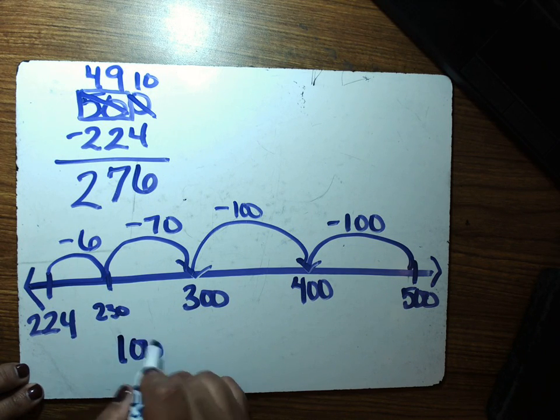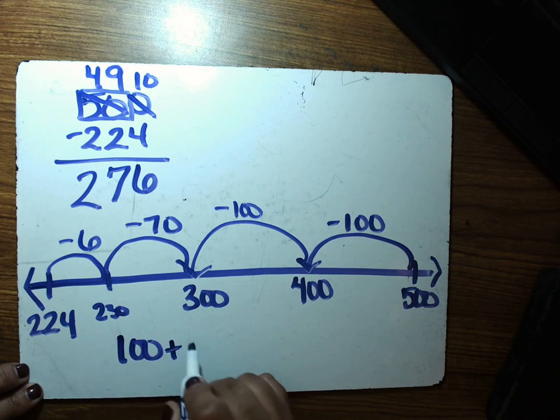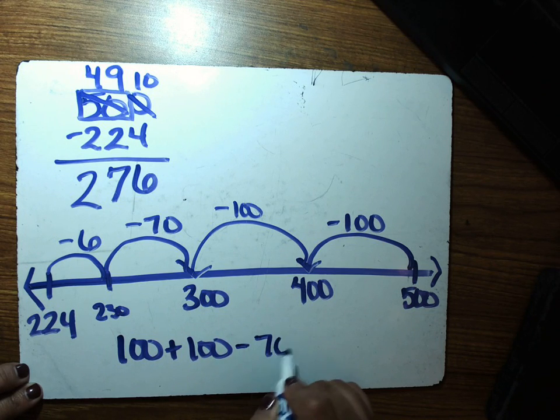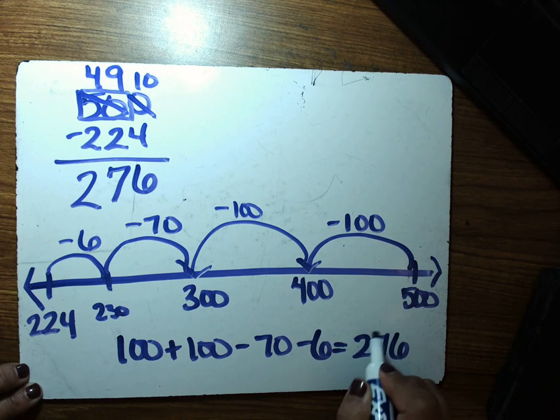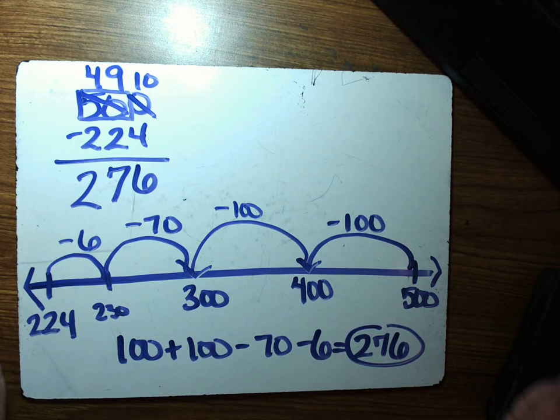Again, I went back 100. I went back 100 more. I went back 70, and I went back 6 spaces to wind up with 276 spaces. That's the difference between 224 and 500. So now you know how to add on a number line and subtract on a number line.